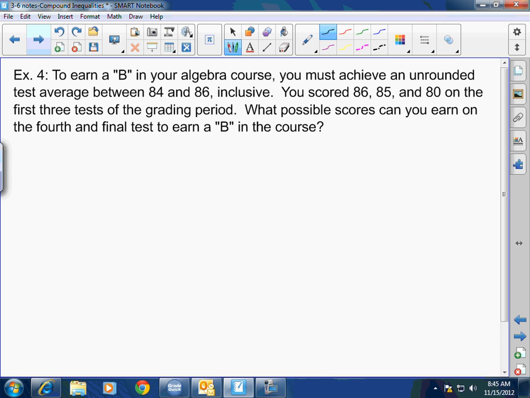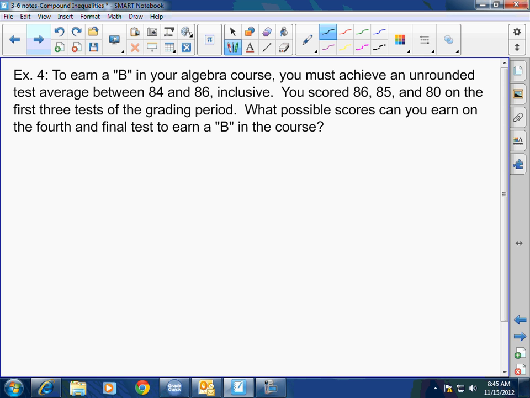All right. Now, you know me, I like word problems. To earn a B in your algebra course, you must achieve an unrounded test average between 84 and 86. You scored 86, 85, and 80 on the first 3 tests of the grading period. What possible scores can you earn on the 4th exam and final test? It's the 4th and final test. There's the last test to earn a B in the course.